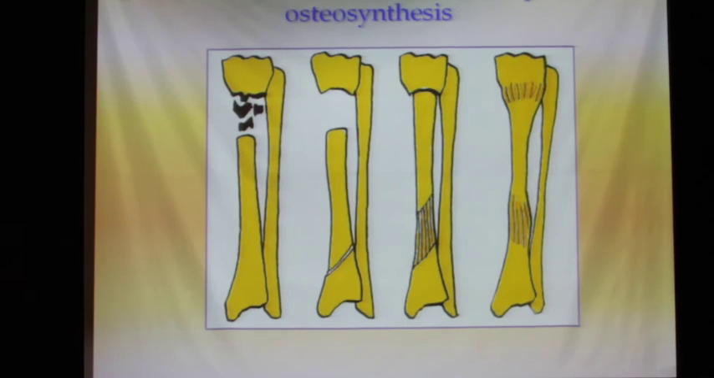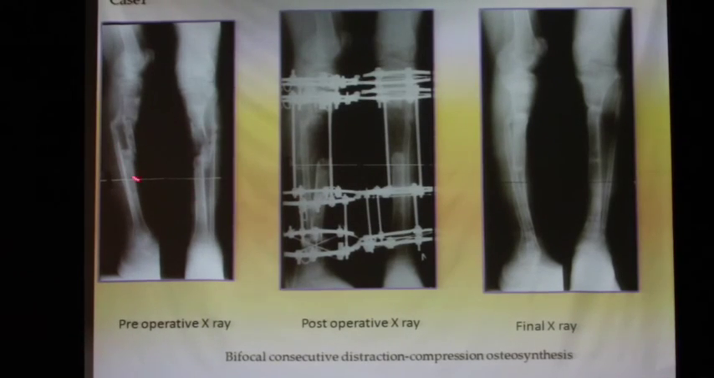Next. This is another case, very important case. So this is a bifocal consecutive distraction compression osteosynthesis. Distraction means you have removed everything, you have done the distraction there, and when you reach there, the bone is united. Next, this is another case, same type of case there. We have removed the bone, we have done the distraction there, and the bone is united.